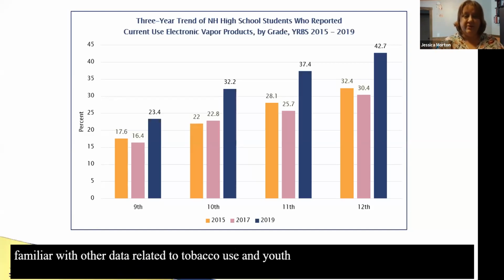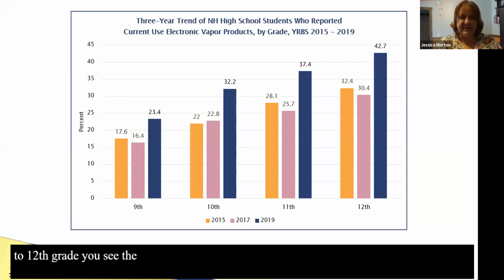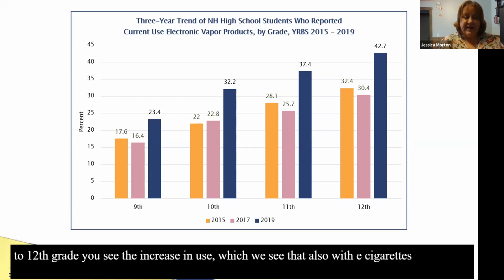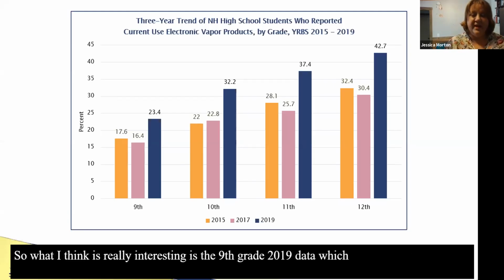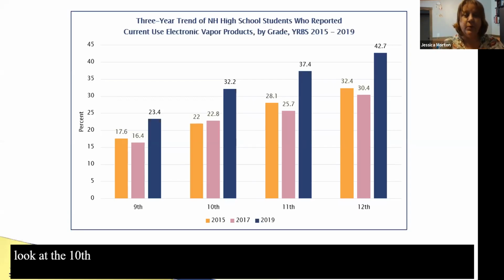If you're familiar with other data related to tobacco use and youth, over time, as they go from 9th grade to 12th grade, you see that increase in use, which we see also with e-cigarettes. What I think is really interesting is the 9th grade 2019 data, which is at 23.4. But then if you look at the 10th grade 2017 data, it's at 22.8.